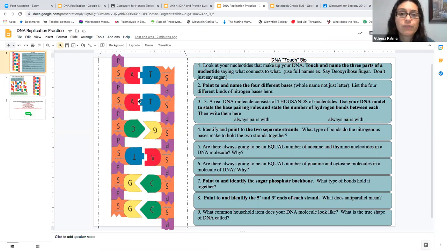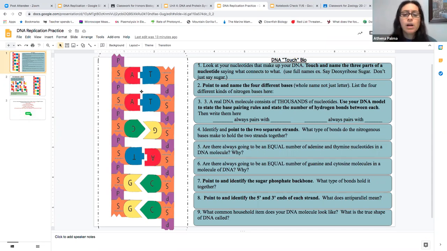Point to the sugar phosphate backbones. There's 2 sugar phosphate backbones. It's the repeating orange and purple pattern we see here, sugar phosphate over and over again. So that's 1 backbone. Here's the other sugar phosphate backbone over here, so 2. What kind of bonds hold that together? C for covalent bonds. So again, our model shows us the letter C, covalent bonds, the stronger bonds hold it together. We will learn later on why we use weak bonds in the middle.